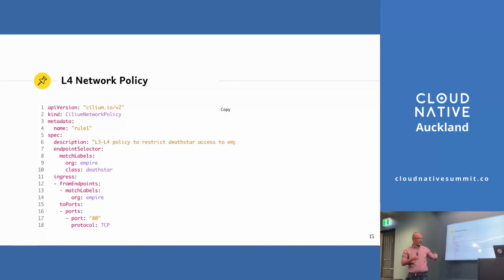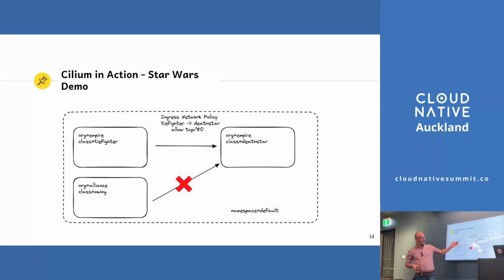If the traffic ingress is coming from an endpoint with the org Empire, it's allowed on port 80. So that basically means this guy will be allowed to talk to this service. This one does not have the org Empire. It's going to be denied.